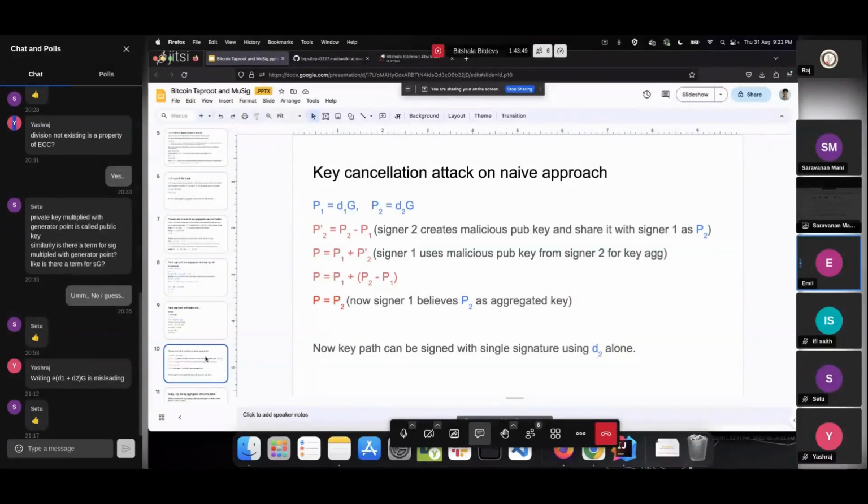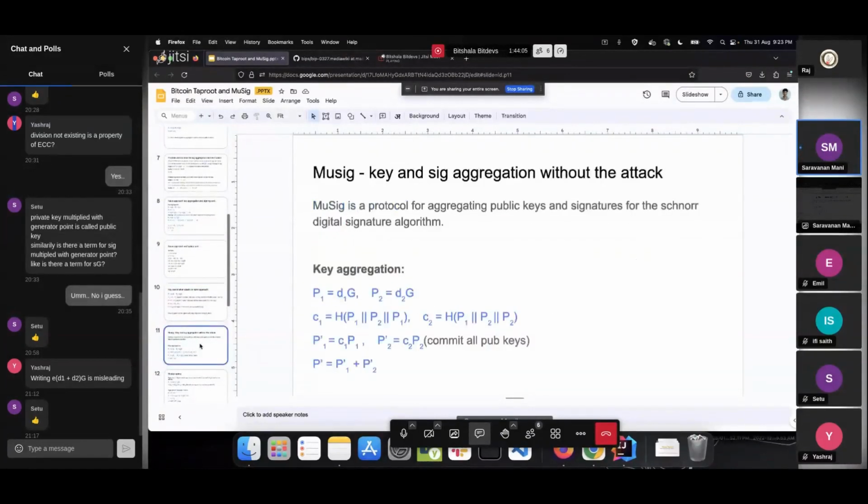Okay, that makes more sense. You just understood the key cancellation attack with the naive public key aggregation. So MuSig is trying to mitigate this issue with some additional steps. So what does it do?